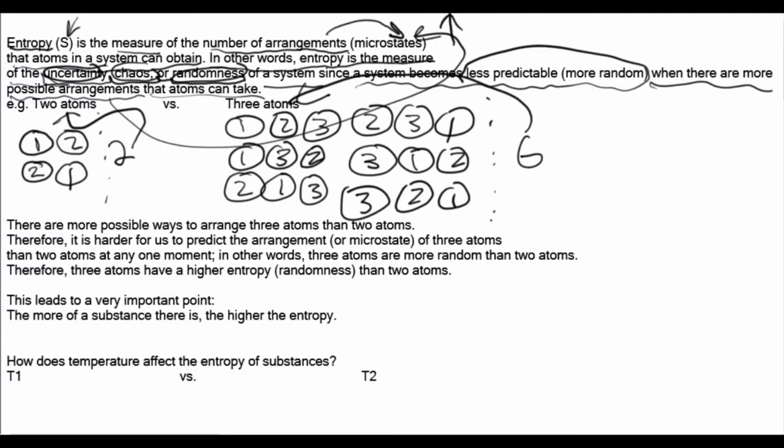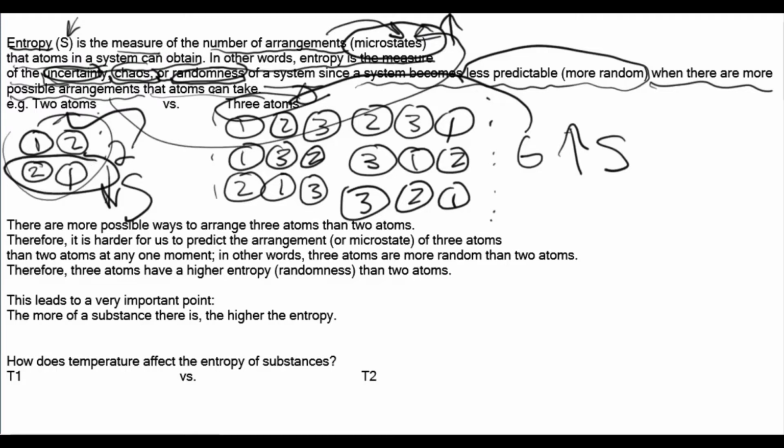So, in other words, this system with 3 atoms actually has a higher entropy, while the system with 2 atoms actually has a lower entropy, since there are fewer microstates and it is more predictable. Because if you think about it, I could just take a guess and guess this, and 50% of the time I would get the orientation right, because there are only 2 possible orientations that 2 atoms can take.